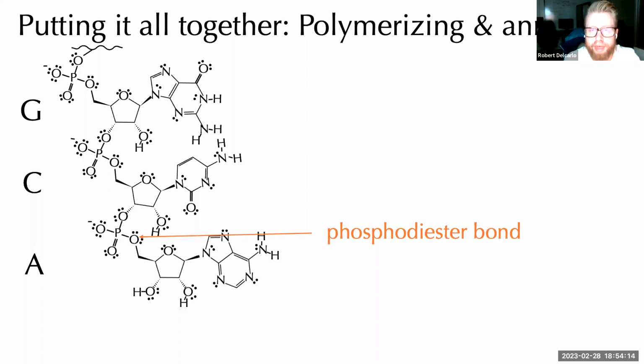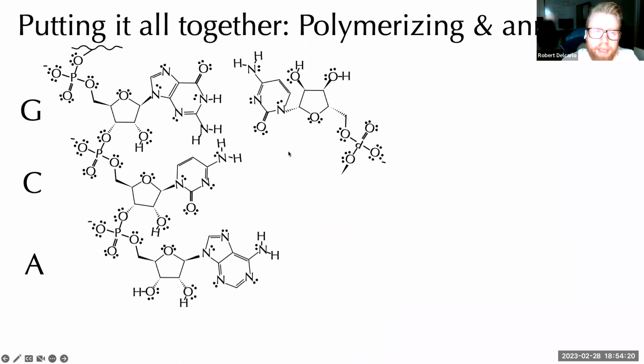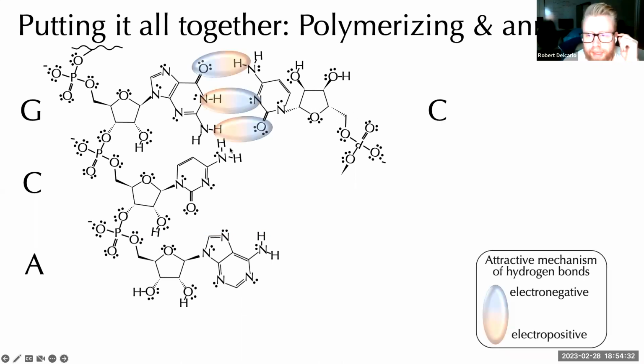So let's look at how that happens. In the opposite direction, a molecule is going to come in and bind on the other side of this molecular ladder. You've got guanosine binding to cytidine via 3 hydrogen bonds. I've got hydrogen bonds depicted here as an electronegative side and an electropositive side.